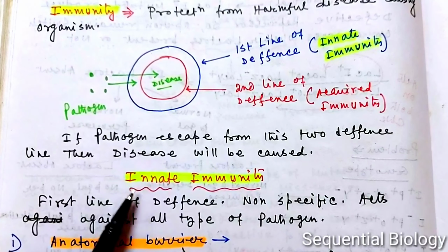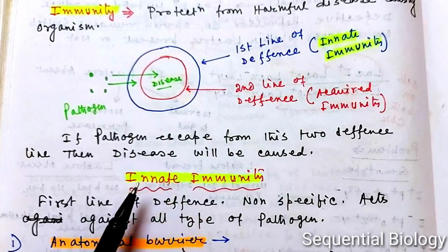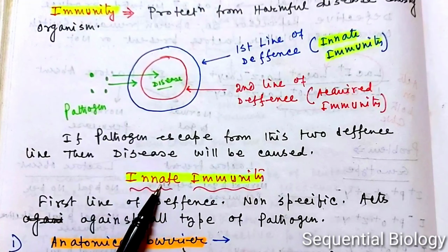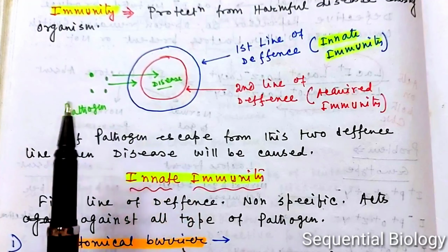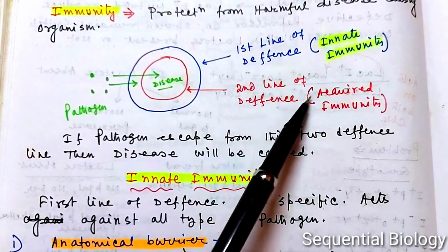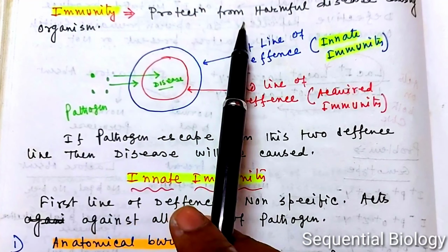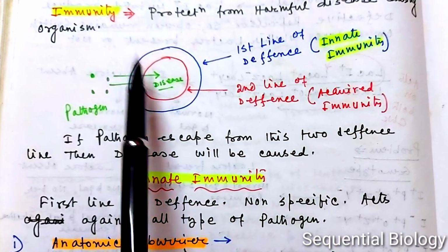In this video we will discuss innate immunity and its different components. Before studying innate immunity, we should first know the lines of our immunological system. Immunity means protection from harmful disease-causing organisms.